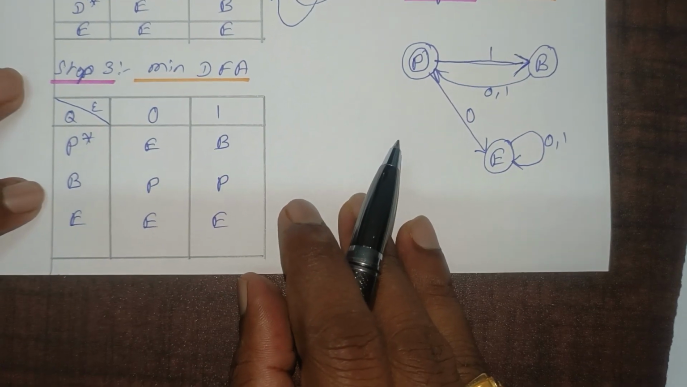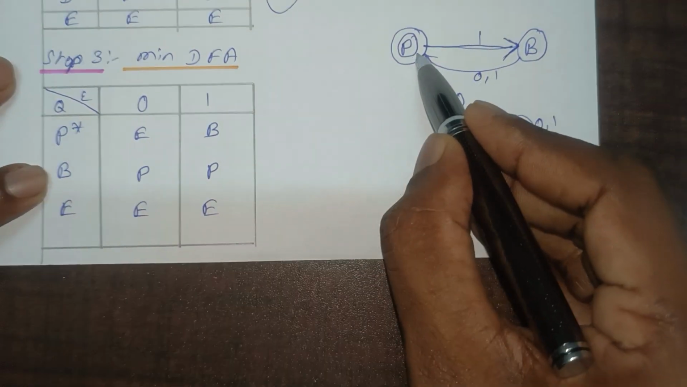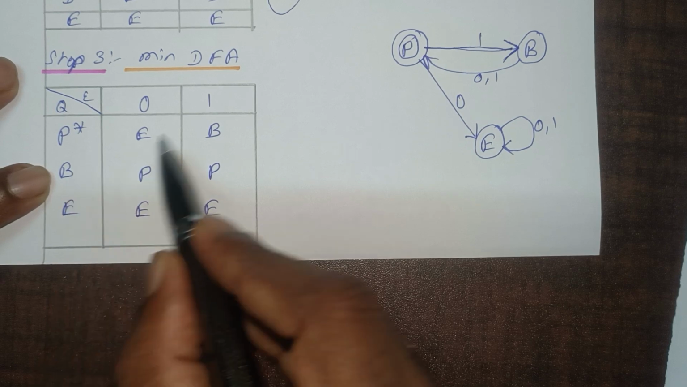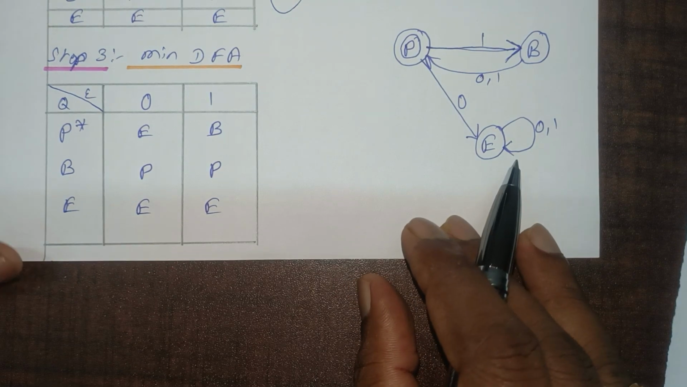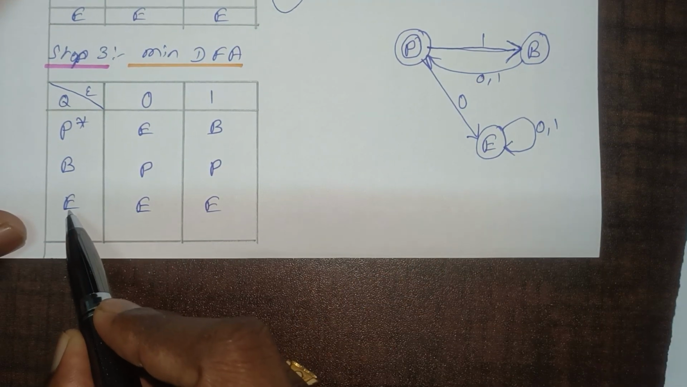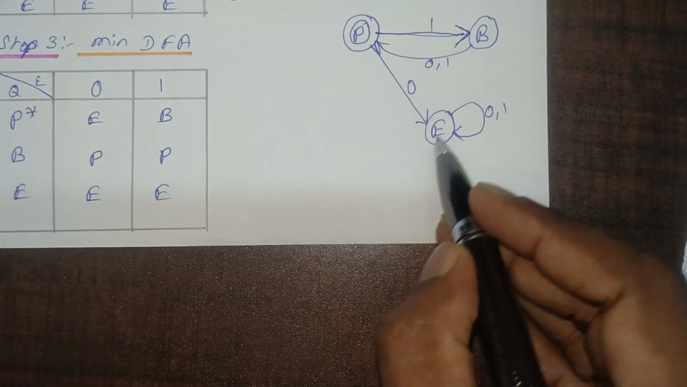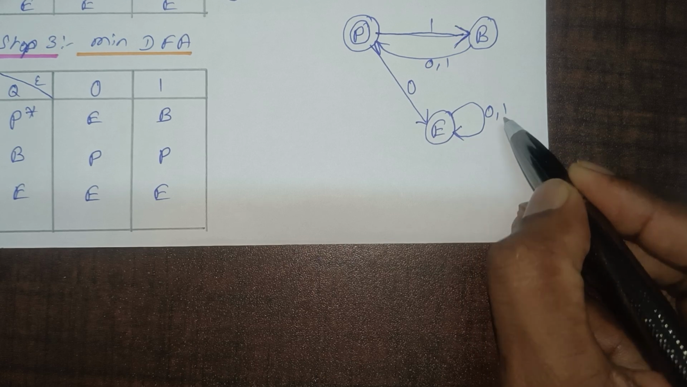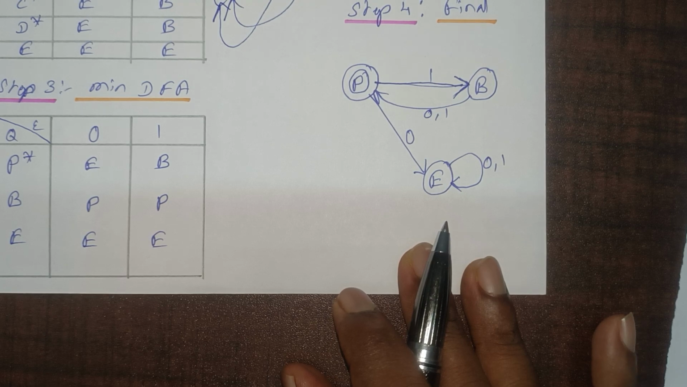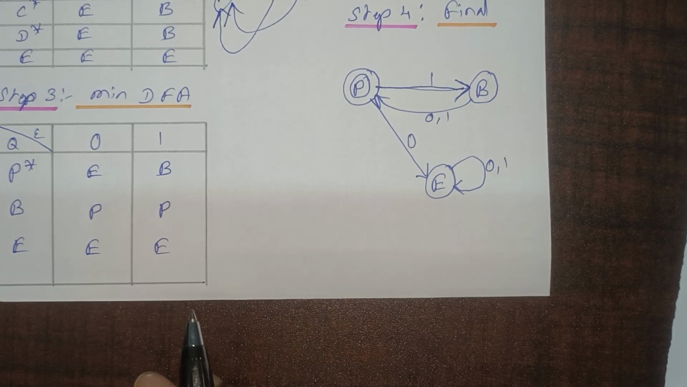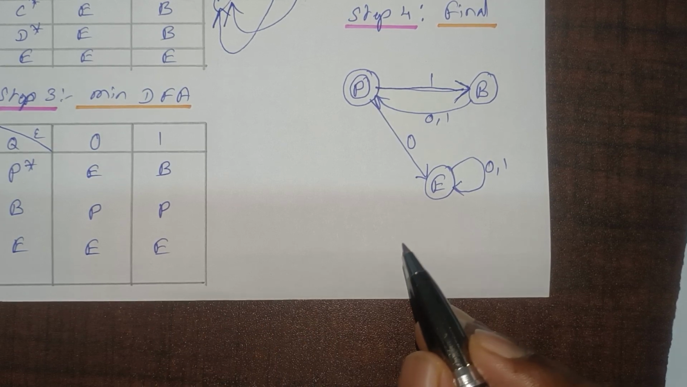Let me take you to the next part. B is taking 0 to reach P. Again B is taking 1 to reach P. So 0, 1, same destination. Finally, E is taking 0 to reach E and E is taking 1 to reach E. So E itself with 0, 1. So all about this particular explanation is how this conversion is directly made and what are all the steps we have taken to convert that into DFA directly. Thank you.